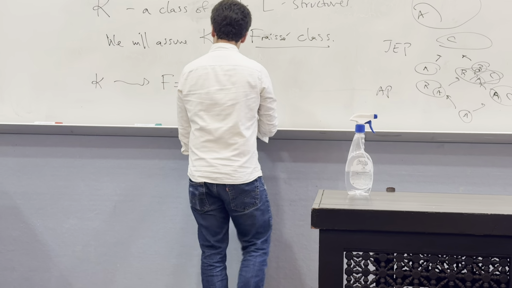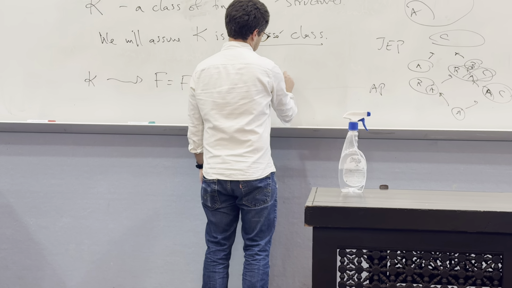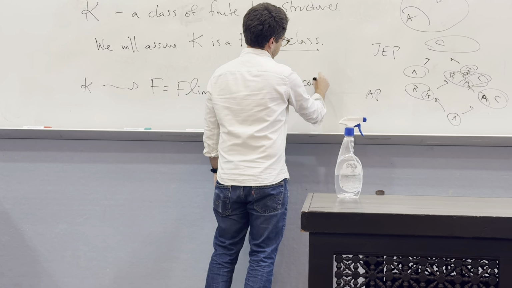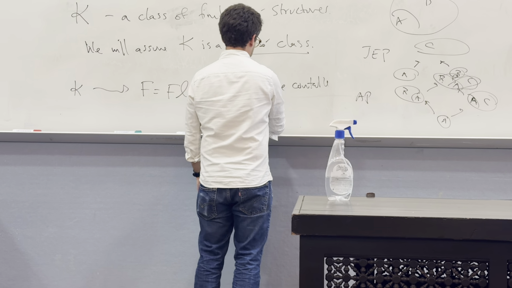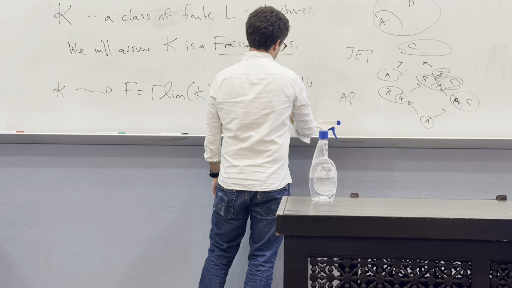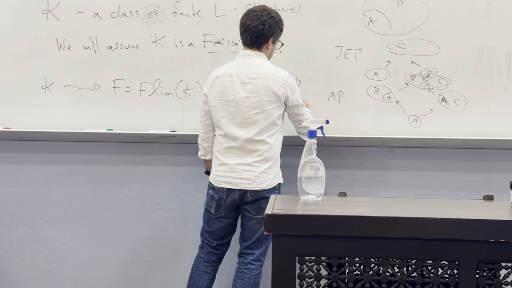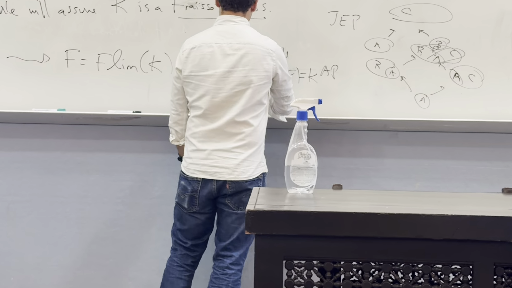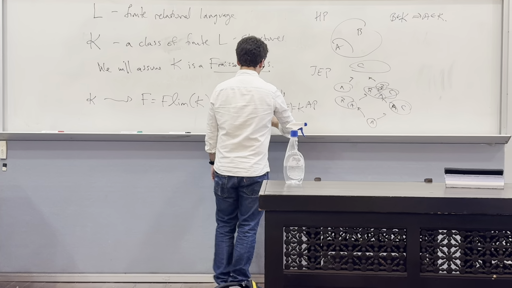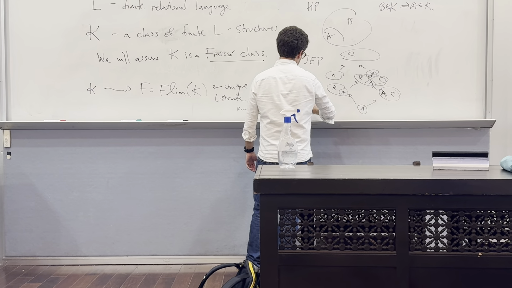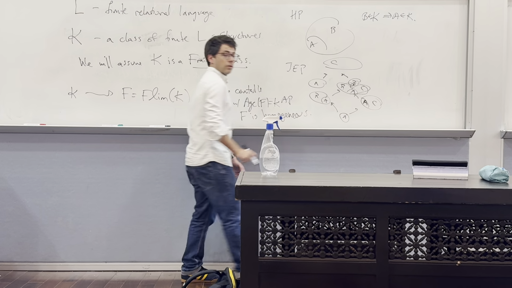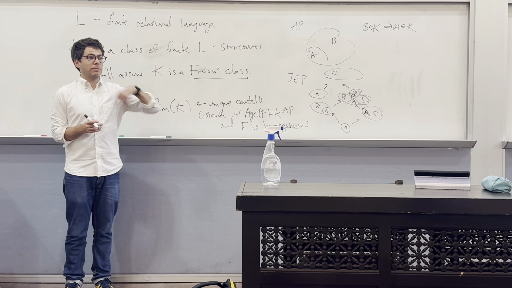So this is the unique countable L structure with age F equal to K, and F is homogeneous, or ultra-homogeneous, whichever you prefer. Okay? And that meant that it had a really big group of symmetries.